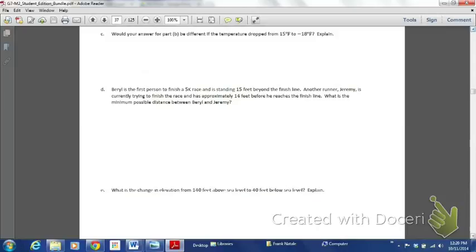Okay, so now we're back to this question, this C question. Would your answer for part B be different if the temperature dropped from 15 degrees Fahrenheit down to negative 18? In terms of distance, didn't ask that. Distance would have been the same. We're talking about 33 units.